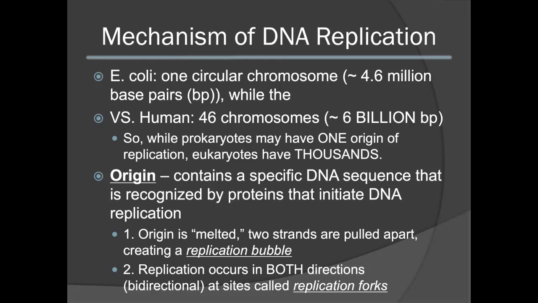At the location of the origin, the strands will be melted, meaning that the hydrogen bonds will be dissolved and the strands will be pulled apart. When these strands are pulled apart, this will lead to the formation of a replication bubble. Note that the replication process occurs in both directions. We say that this process is bidirectional. This means that we will have at each end of the replication bubble the presence of a replication fork, and DNA replication will occur in both directions at each fork.